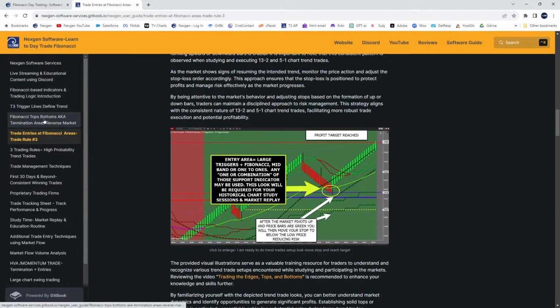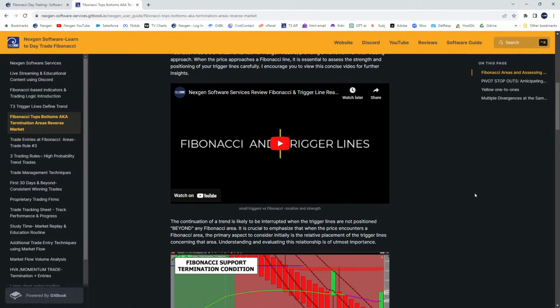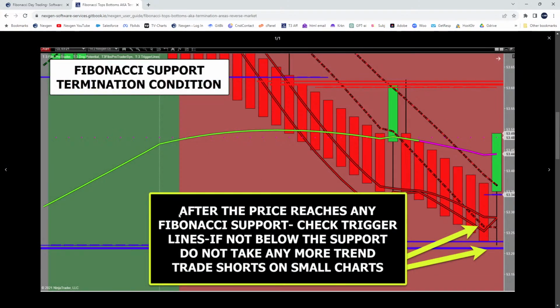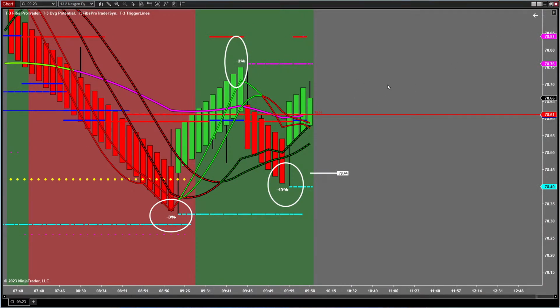So look, let's go back to our termination conditions, and let's use this one chart and say, after price reaches fibs, check the trigger lines. If they're not below support or above, depending on which way you're going, do not take any trades on the small charts. So do you see this fib down here at the bottom? 0 triggers below it, so no more short trades. This is the real world. No triggers above it, and I'm not saying that they won't eventually get above it, but not yet.